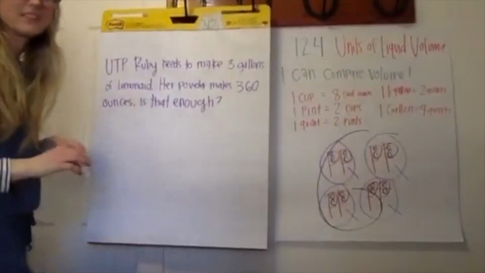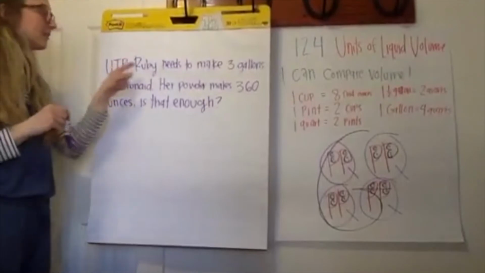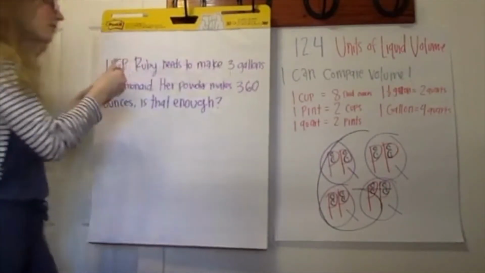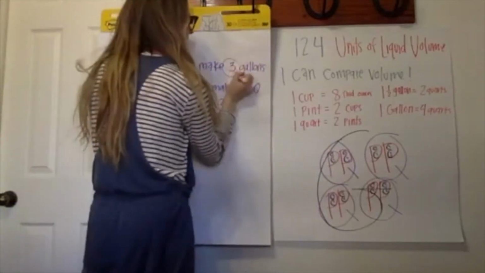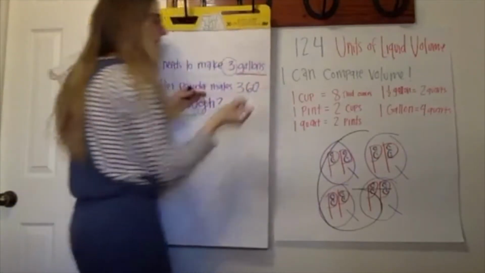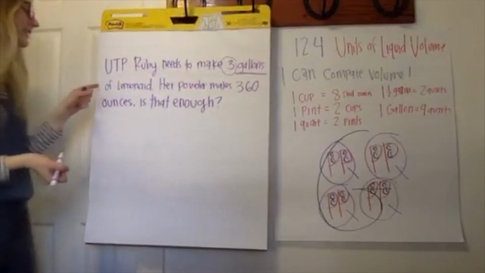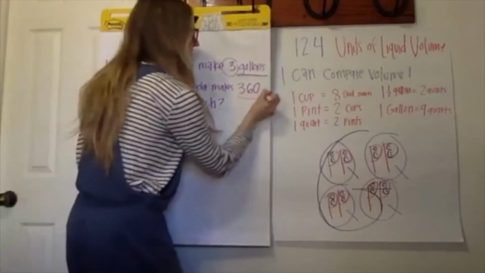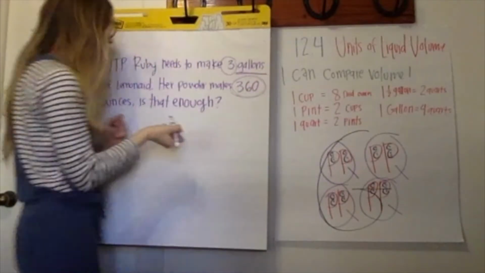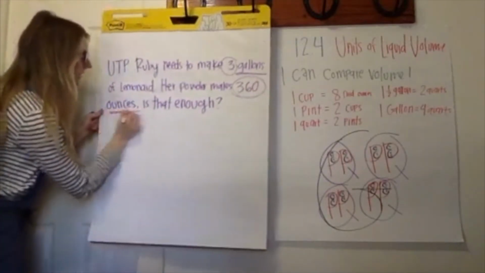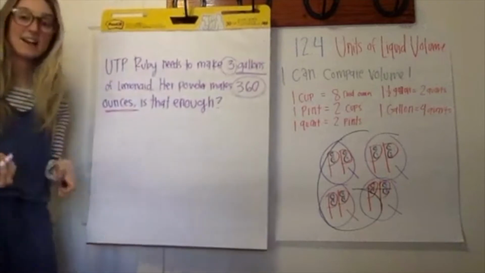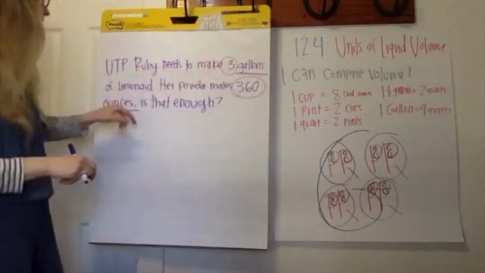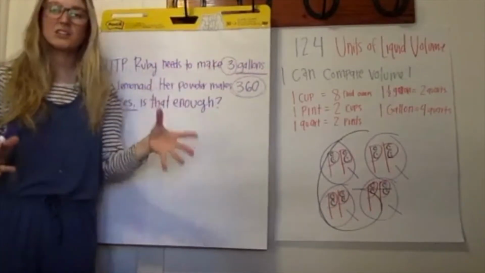UTP, okay? So our UTP today is Ruby needs to make 3 gallons. So I'm already going to circle 3, and I'm going to underline gallons. She needs to make 3 gallons of lemonade. Her powder makes 360 ounces, fluid ounces. Is that enough? Okay, so we circled our numbers and we have our 2 units.